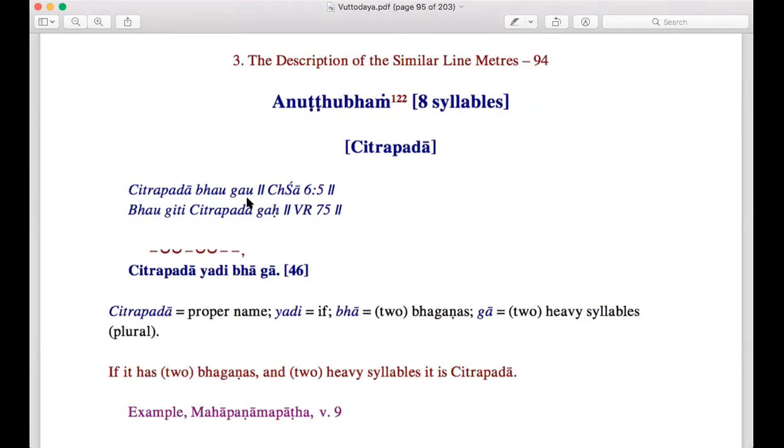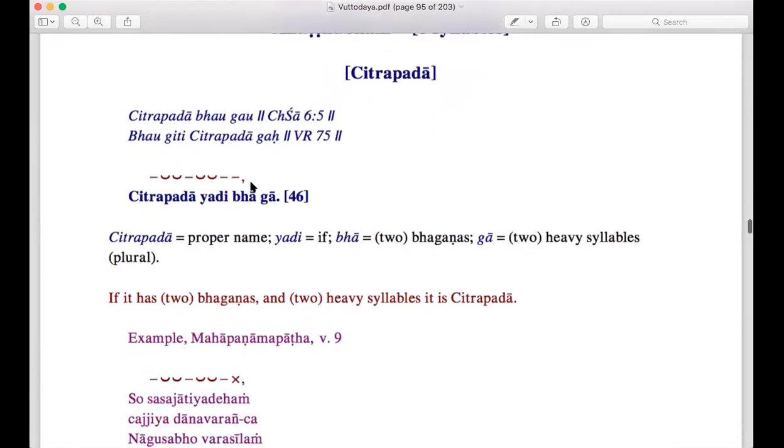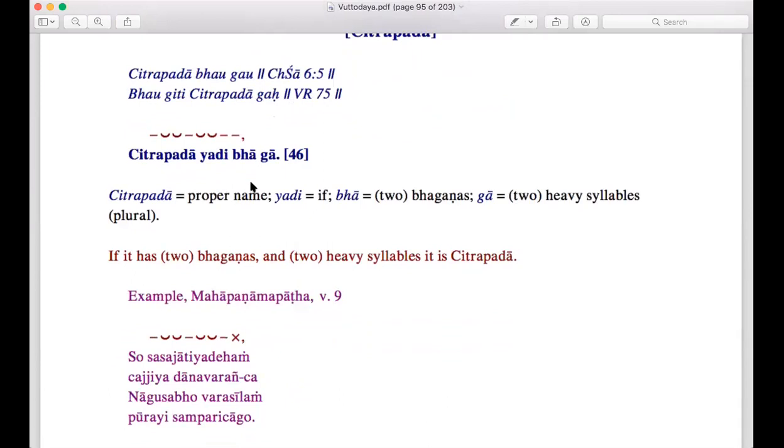And the first verse of the Anuttubha group is Chitrapada, right? Chitrapada yadi bhaga. The meaning is if it has 2 bhaganas and 2 heavy syllables, it is Chitrapada. Chitrapada is the name. Bha means 2 bhaganas, Ga means 2 garu. So you can ask a question like, how can we take 2 bhaganas by Bha and 2 garus by Ga? That is the method followed in this text.